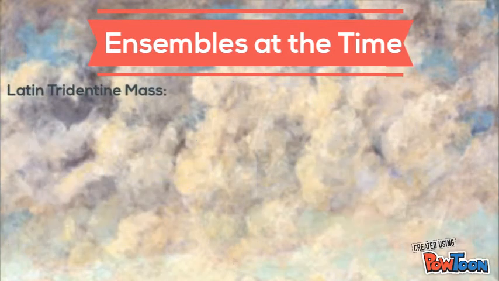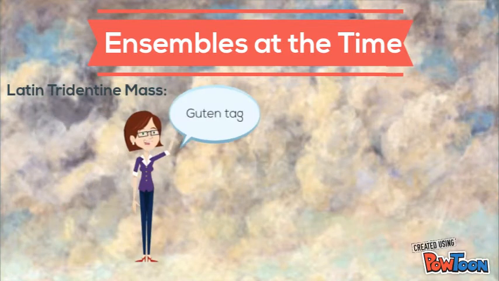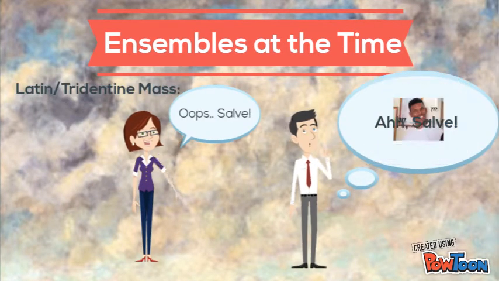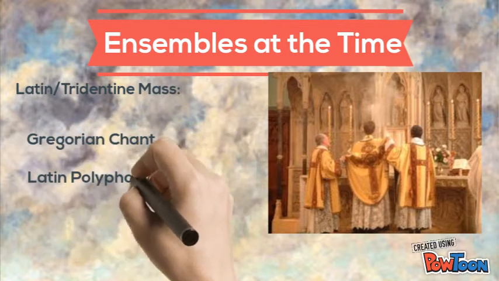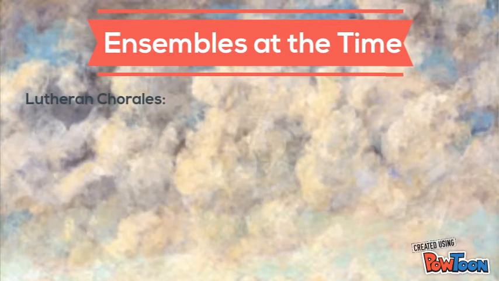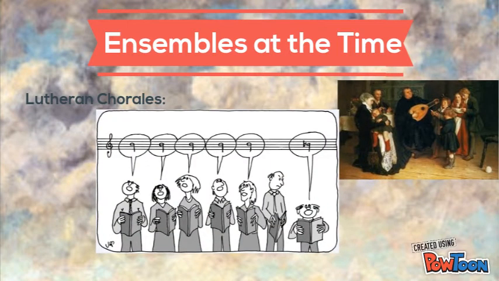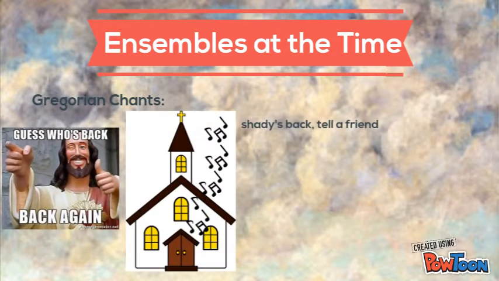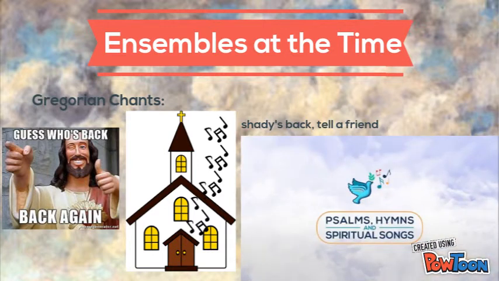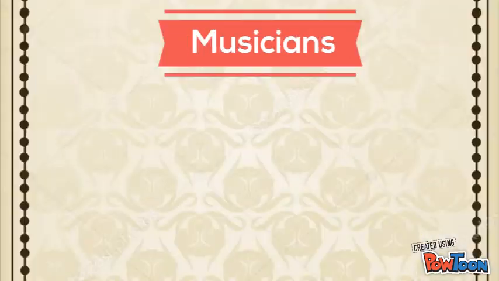Latin Mass. Any Mass celebrated in the Latin language is considered a Latin or Tridentine Mass. Latin Mass are of 3 traditional types: Gregorian chant, Latin polyphonic, or classical. Lutheran chorales: in Reformed churches, it was mandatory for all chorales to be sung in unison. Gregorian chants were liturgical Catholic church music used in the Roman Catholic Church to accompany the psalms, hymns, and prayers of the public service.